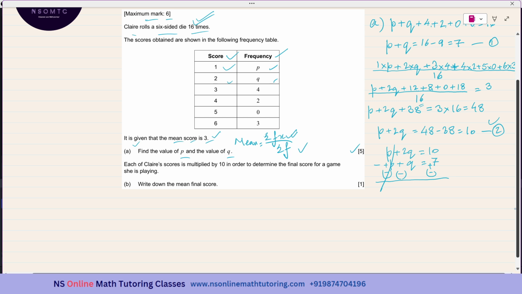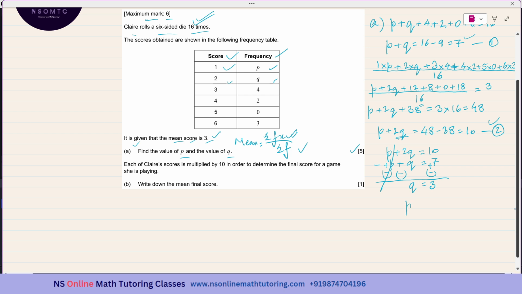These two will be getting cancelled, and 2q minus q is equal to q, and 10 minus 7 is equal to 3. And then I am taking this first equation, p plus q equal to 7. Again, you have to select which one you should be taking, p plus q equal to 7 or p plus 2q equal to 10. Both of them are very easy equations. But over here, you have to first of all multiply the q's value with 2. So I would be preferring equation number 1.